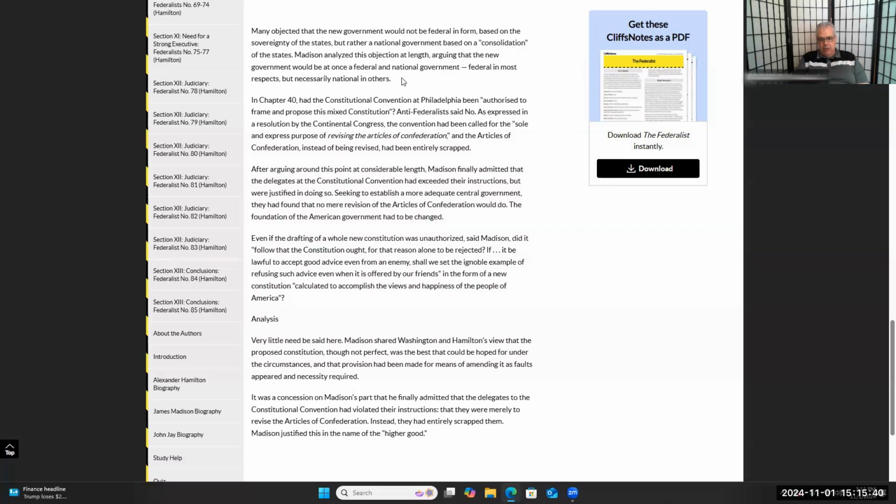It was a concession on Madison's part that he finally admitted that the delegates to the Constitutional Convention had violated their instructions, that they were merely to revise the Articles of Confederation. Instead, they had entirely scrapped them. Madison justified this in the name of the higher good.